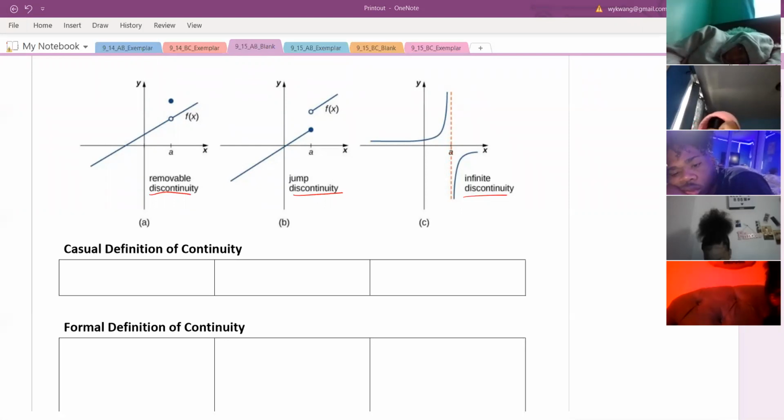It may be helpful to remember these terms: removable, jump, and infinite discontinuity, although I don't think they're the most important things, especially for the AP exam. It's more important to understand them mathematically than to know the names, but it might be helpful.